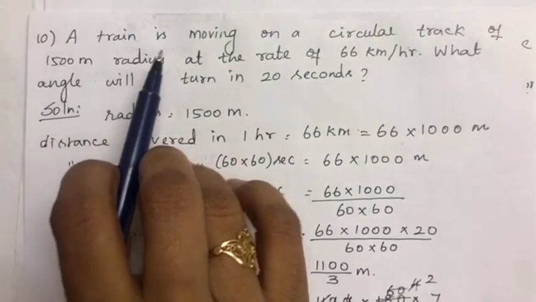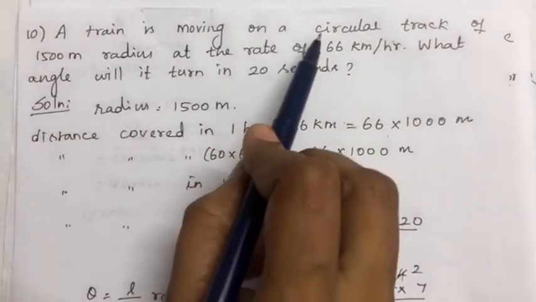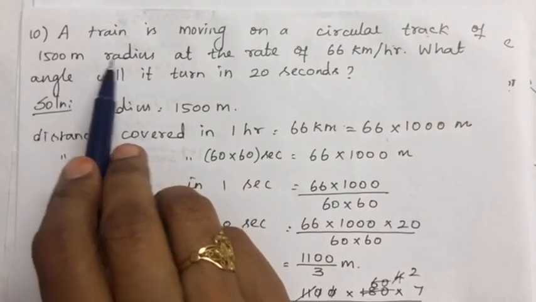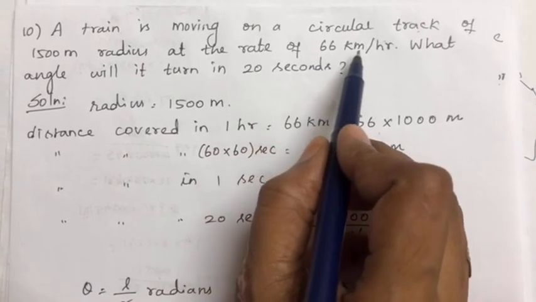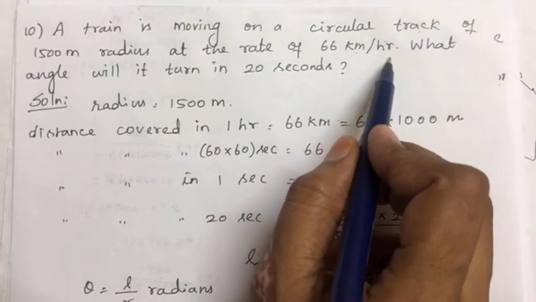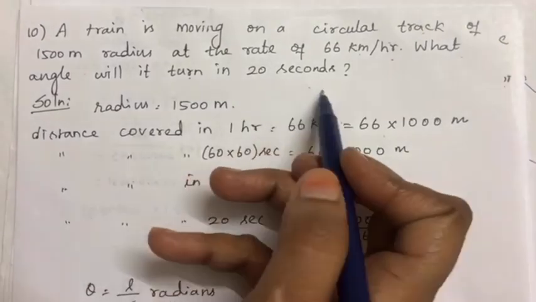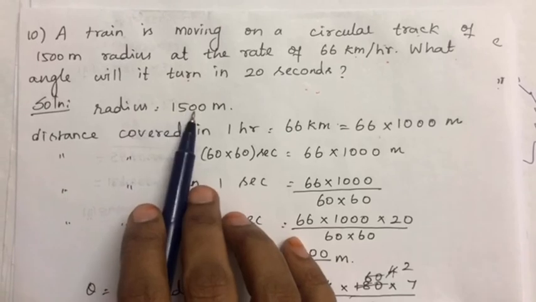10th one. A train is moving on a circular track of 1500 meter radius at the rate of 66 kilometer per hour. What angle will it turn in 20 seconds? So, radius is 1500 meter.